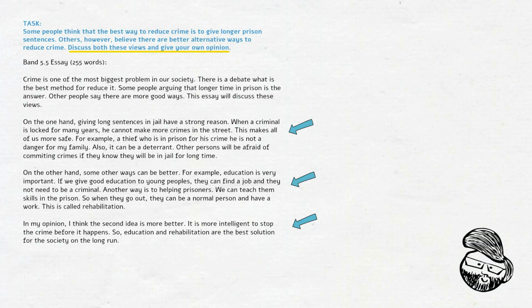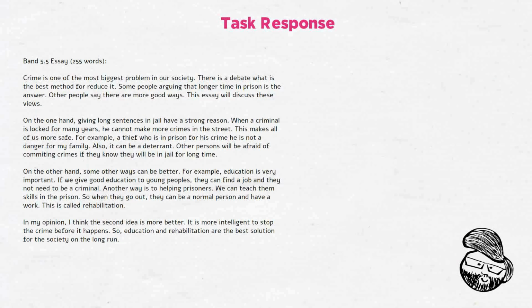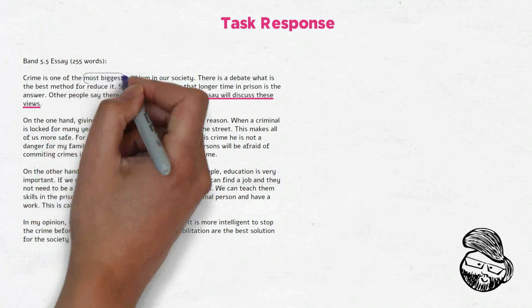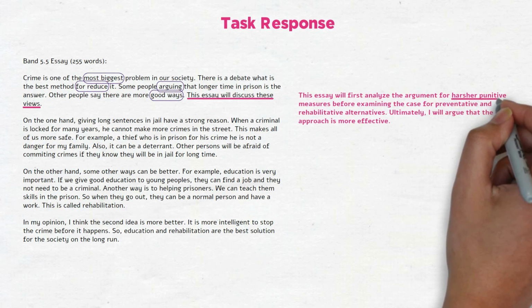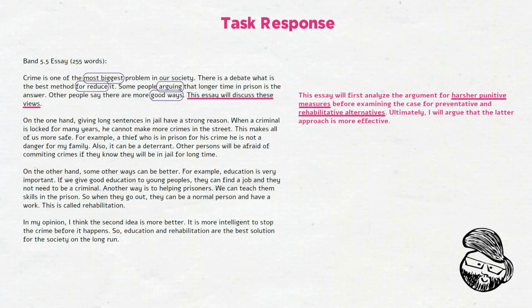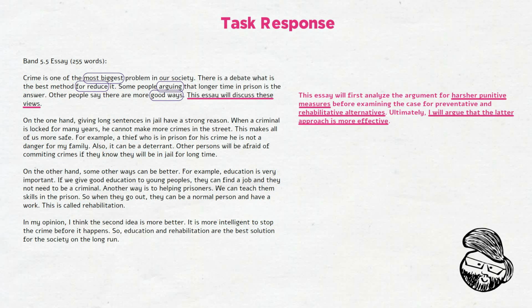Alright, let's break it down criterion by criterion. For task response, the introduction must clearly state the essay's purpose and present a clear opinion. The 5.5 intro is weak and grammatically flawed. This thesis statement is far superior because it acts as a roadmap for the examiner. Using phrases like harsher punitive measures and rehabilitative alternatives shows you understand the nuances of the topic. Crucially, it clearly states your own position from the beginning, which is essential for a high score in this essay type.